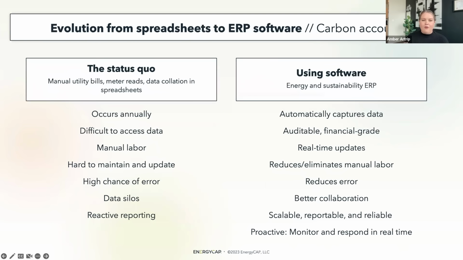So let's talk about, once we have all of this data, how are we tracking it? There's the status quo, and then there's the route that we recommend here at EnergyCAP. And the status quo is spreadsheets. And what comes with spreadsheets are manual utility bill entries, meter reads, and data collection from various Scope 3 sources, right? It's obviously not ideal, but it works. And it usually occurs annually, but it can be difficult to access the data.